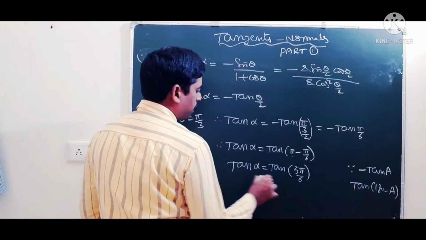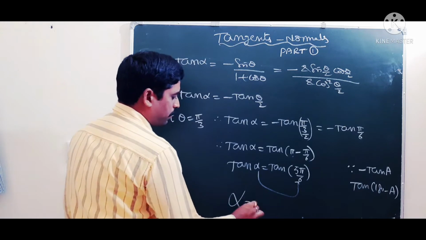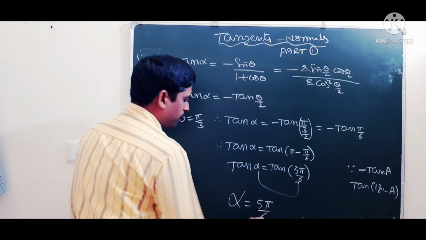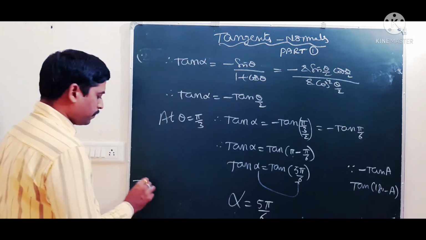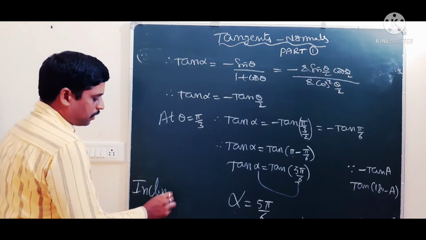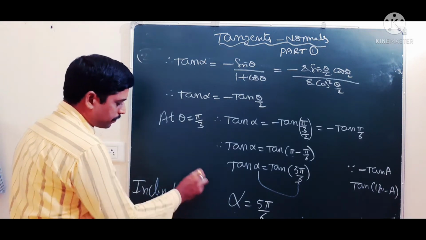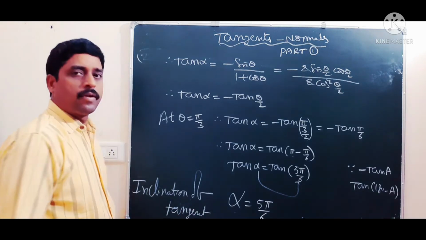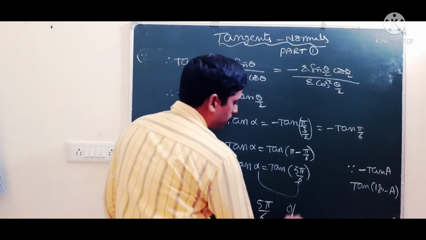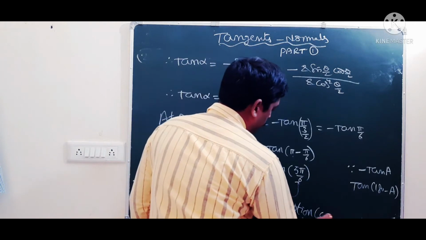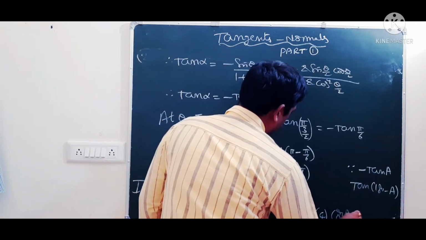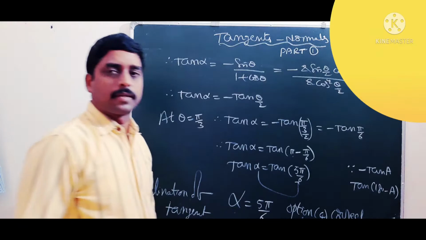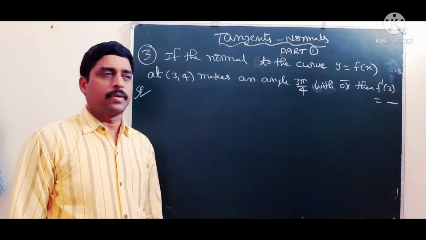Therefore alpha is equal to 5 pi by 6. Okay, this is the inclination of tangent. So alpha is equal to 5 pi by 6, option 4 is correct. Option 4 correct. Let us go to the next problem.